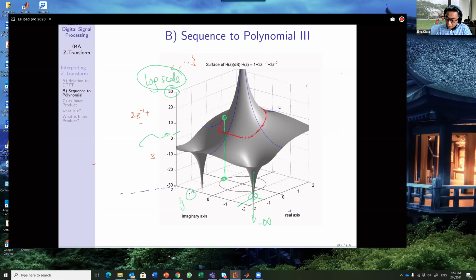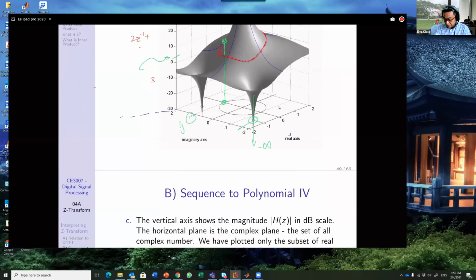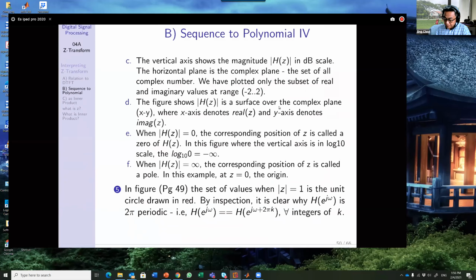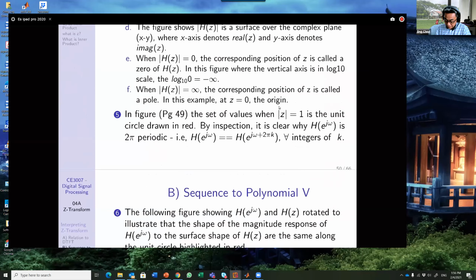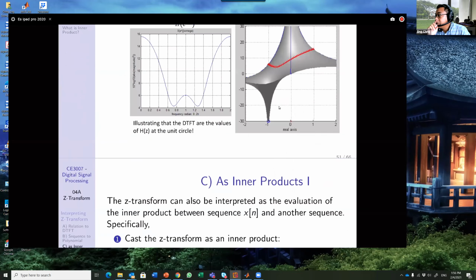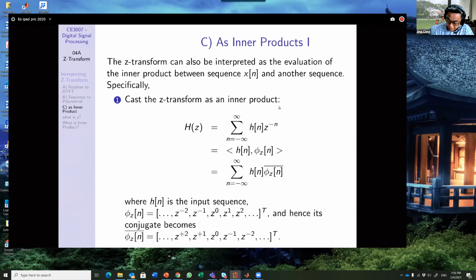Okay, so if you have no question, basically I have just gone through the Z transform from a sequence to a polynomial to plotting the surface of H of Z, and you can read about this here. Okay? All right, and with that, now I can talk about the second interpretation, which is as an inner product.